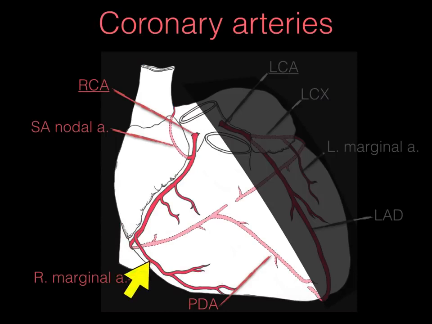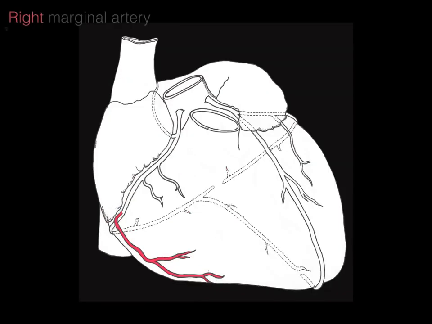Next one is the right marginal artery. The right marginal artery gets its name because it's right. It comes from the right coronary artery and it comes from the right side of the heart. Marginal because it courses all along that right margin of the heart.